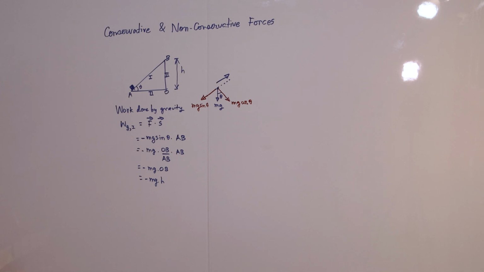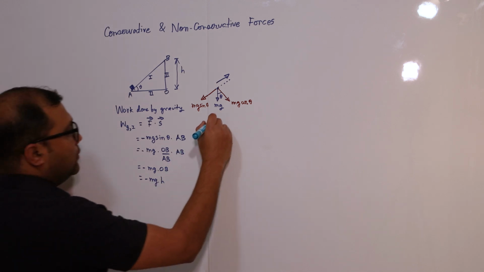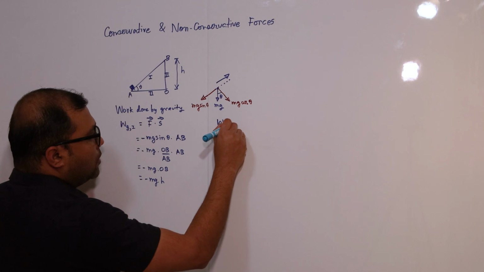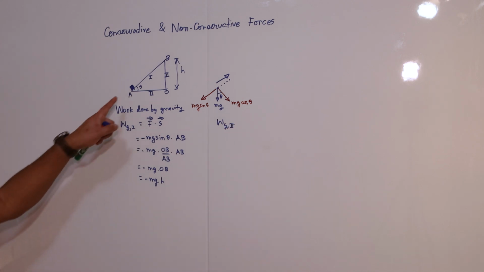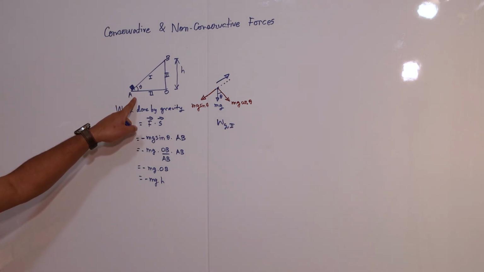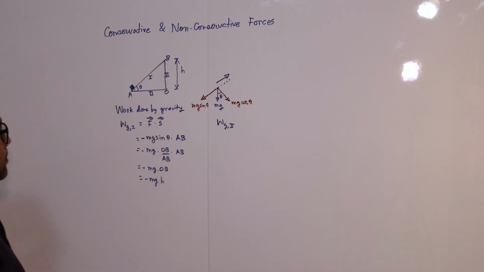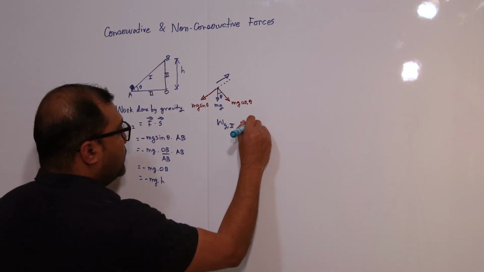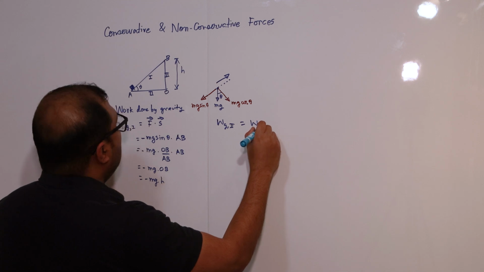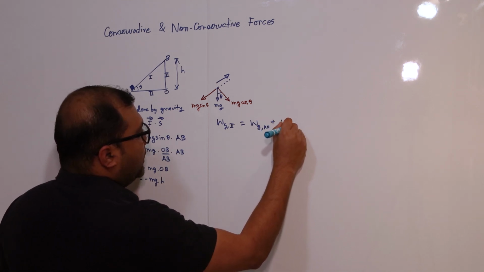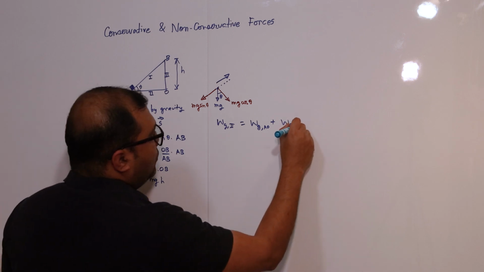Now let's consider the work done by gravity in path 2. In path 2, we are taking the mass from A to O and then from O to B. So we can say work done by gravity from A to O plus work done by gravity from O to B.